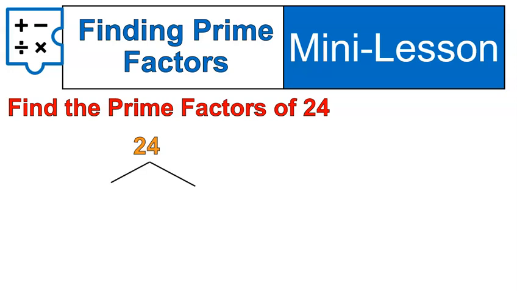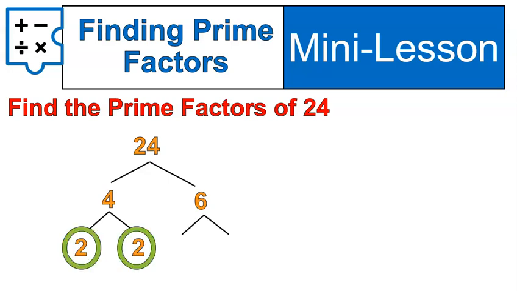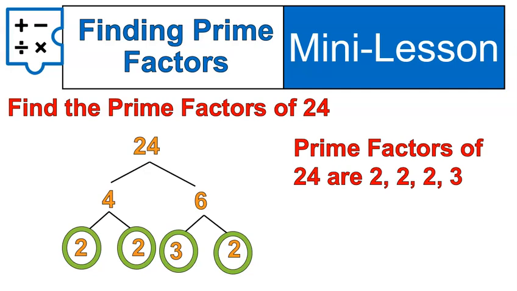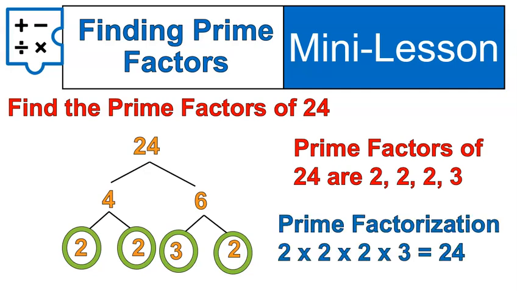Here's what I did. I listed the factors of 4 times 6. Both of these are composite numbers. 4 is 2 times 2, and 6 is 2 times 3, or 3 times 2. So the prime factors of 24 are 2, 2, 2, and 3. In other words, 2 times 2 times 2 times 3 is equal to 24.